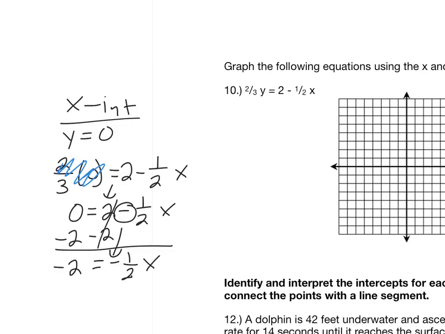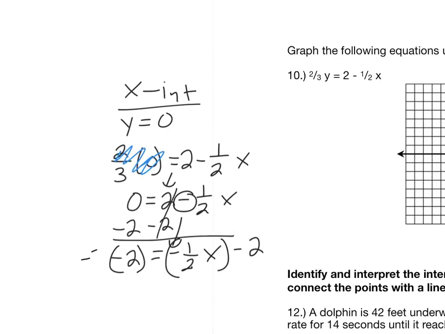Now, remember, you need to multiply by the reciprocal in order to get rid of a fraction. The reciprocal of negative 1/2 would be negative 2 over 1, or just negative 2. And if you multiply both sides by negative 2, you get 4 for your x-intercept, or as an ordered pair, that would be 4, comma 0.